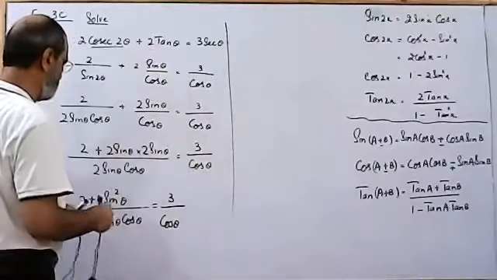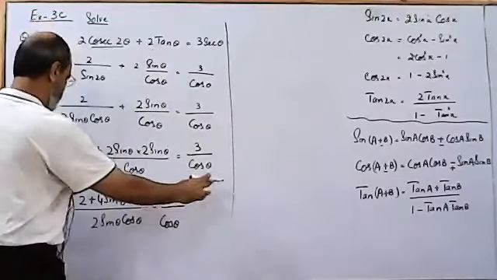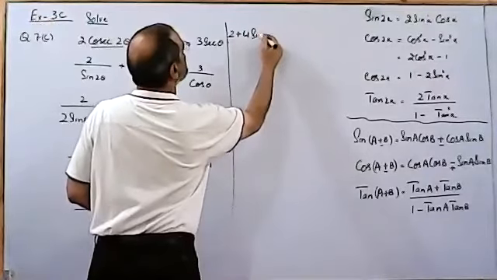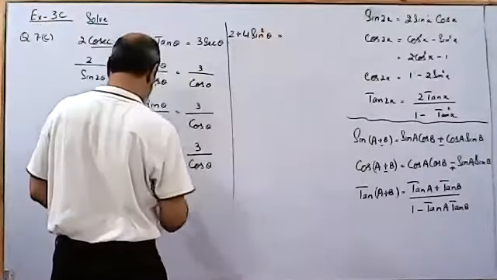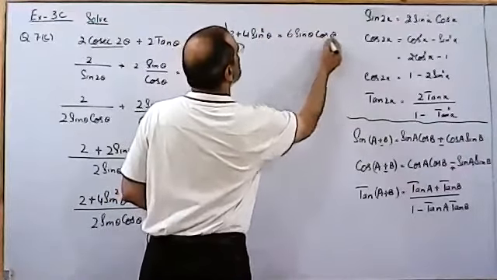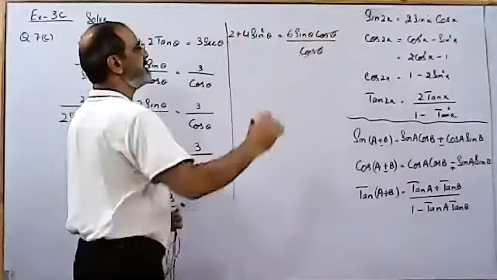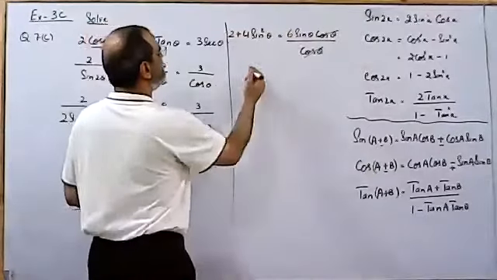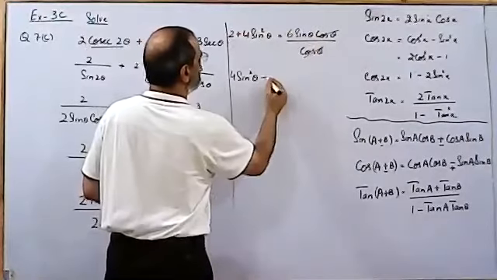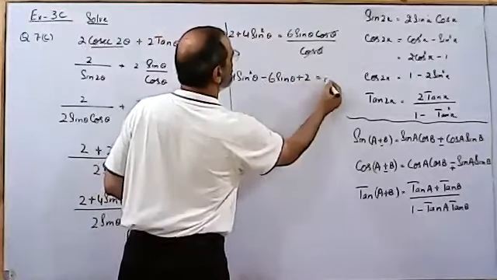Cross multiplying, or simply if I shift this 2 sine theta to the right, I am left with 2 plus 4 sine square theta is equal to 3 twos are 6 sine theta cos theta over cos theta. It cancelled. Now I have all the terms containing only sine theta. Arrange them. I shift this 6 sine theta to the left side, plus 2 is equal to 0.